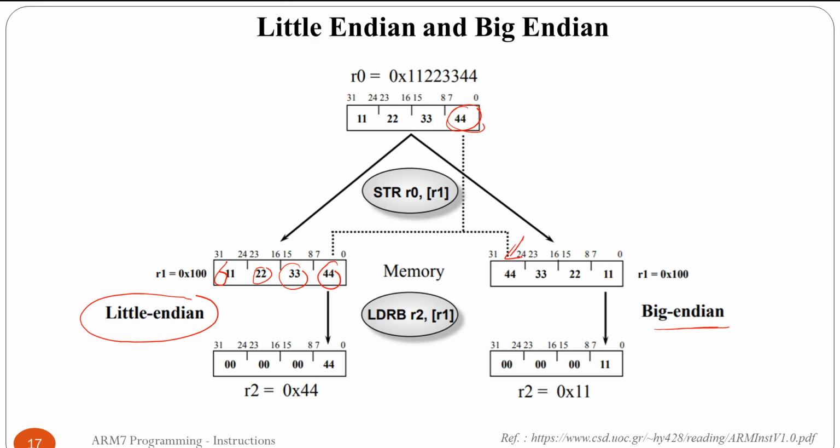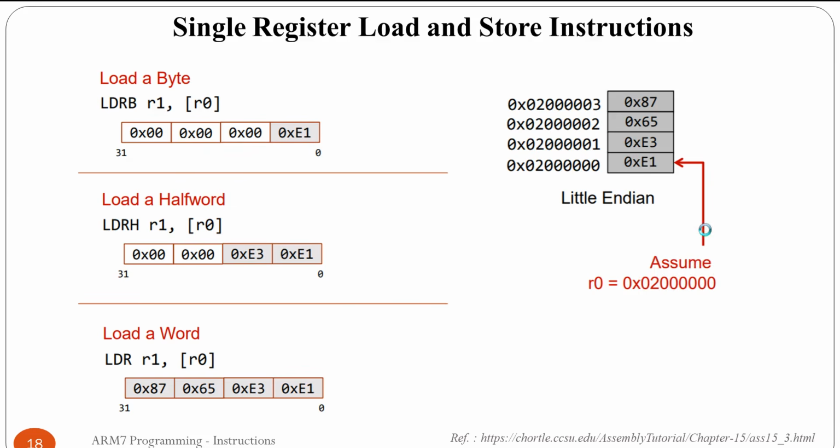So if we are storing this 32-bit number, then from bits 24 to 31 we will get 44, then the next byte will be stored into this location, then this 22 will be stored here, and the most significant byte will be stored into the lower address. Okay, so these are the two concepts.